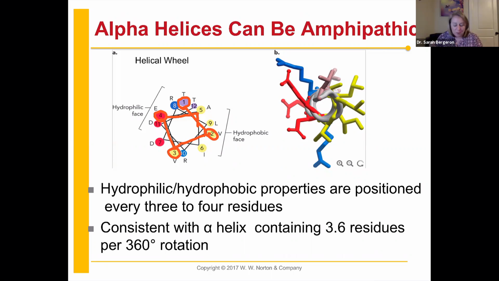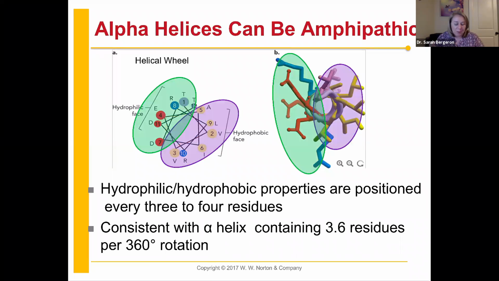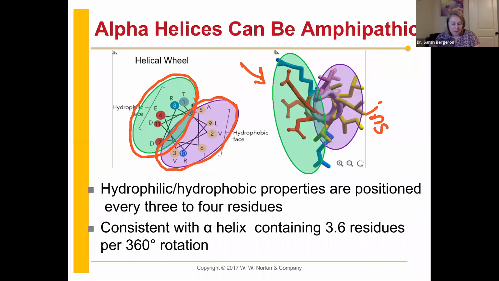And so if we continue to do that, what we end up seeing is that everything that is hydrophobic is on one side of the helix, and everything that is hydrophilic is on the other side of the sequence. And so when you model this on the actual protein itself, what you can see is these yellow residues that I highlighted in purple so you could see. These are the ones that are going to face inside. So these are going to be inside.